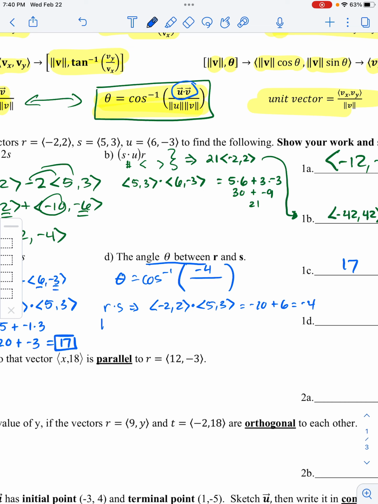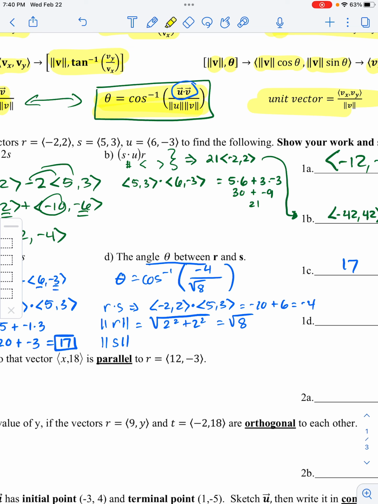Now I need to find the magnitude of r and the magnitude of s. So I'm just Pythagorean theorizing it. I'm not going to include any negatives because they'll just mess me up. So I'm going to get the square root of 4 plus 4, which is 8. And in real life, I have to rationalize that. But here I'm just typing it all into my calculator so it's easier not to.